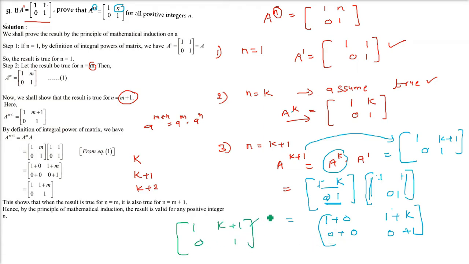So as I told you, it should come out like this. For n equals k we assumed that it is true, and it is true for n equals k plus 1. So by the principle of mathematical induction, this is true for every positive integer n.